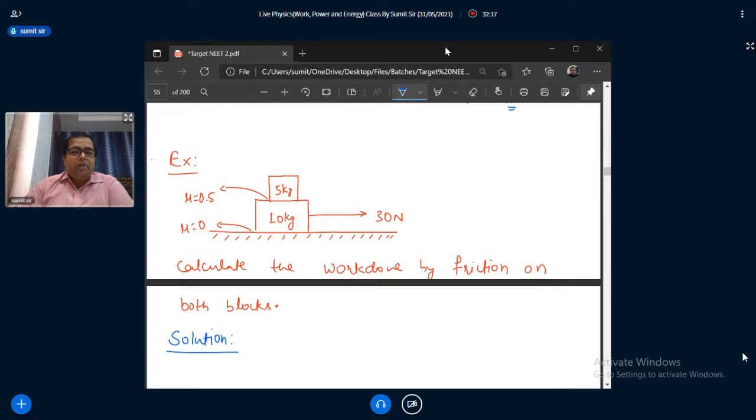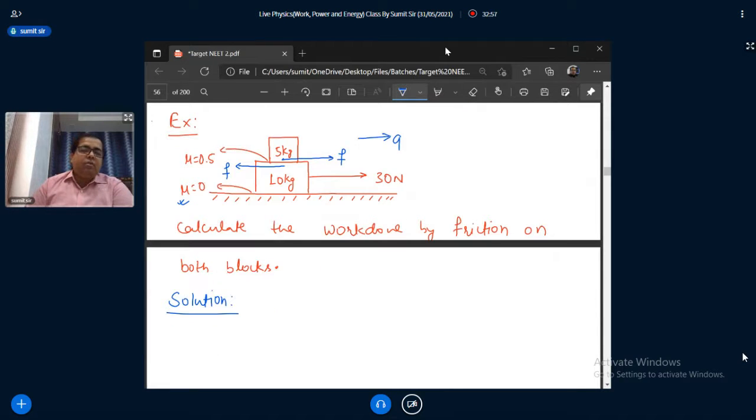Do you know the magnitude of the friction force acting on this 5 kg block? So let's see what happens. This is mu is equal to 0. So when the force acts on this 10 kg block, there is a forward force on this 5 kg block and a backward force on this 10 kg block. Okay, and we have acceleration A to both of the blocks.